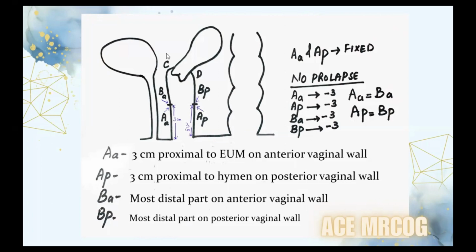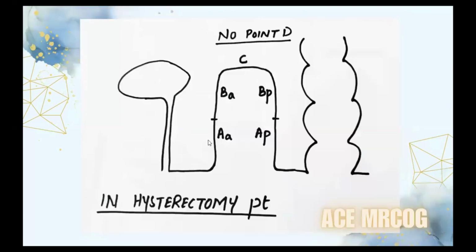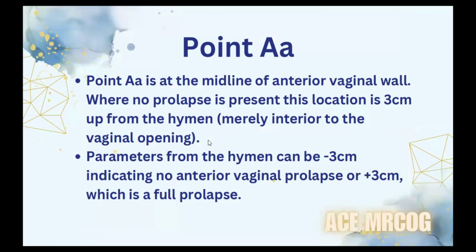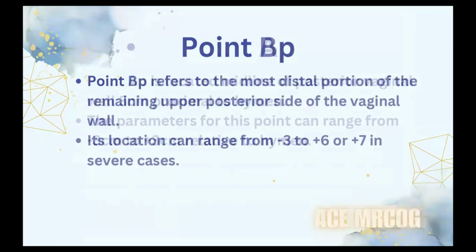The point C is called the cervix, and point D is the posterior fornix. All of you know that the posterior fornix is usually deeper than the cervix. So point D is almost 10 centimeters away from the hymen, so it is usually minus 10. If I give you a value, it's minus 10. I'm going to describe the values for every one of them, and I'm going to take it stepwise so that it's not difficult for any one of you.